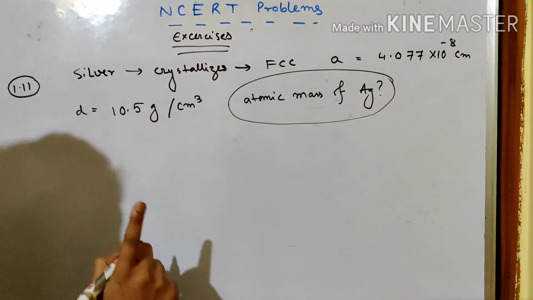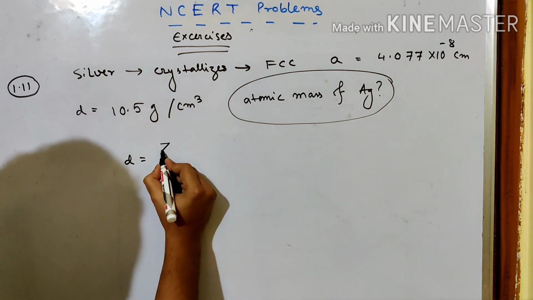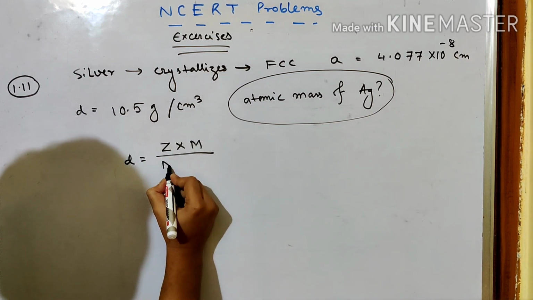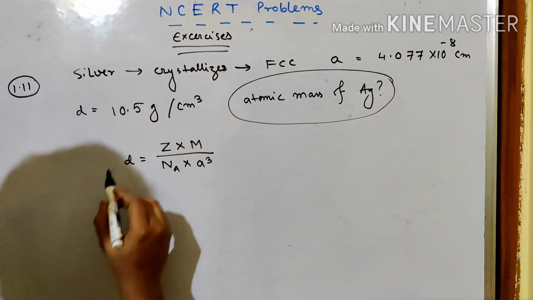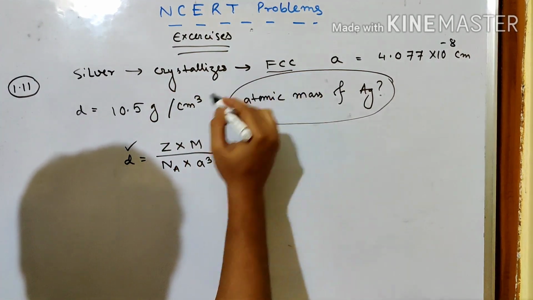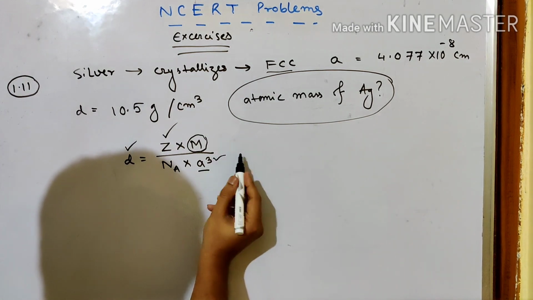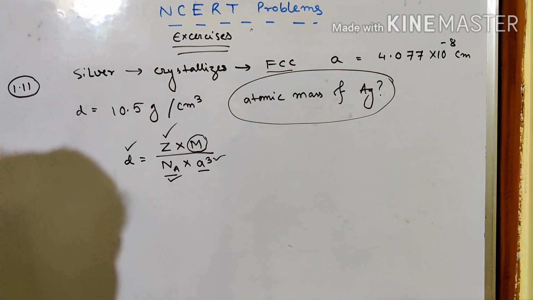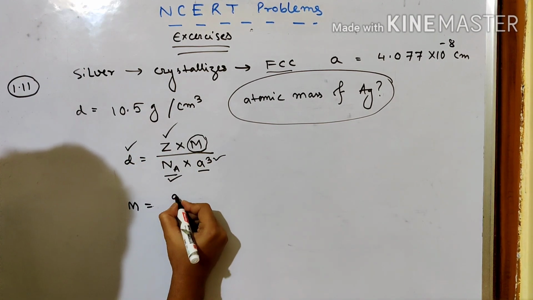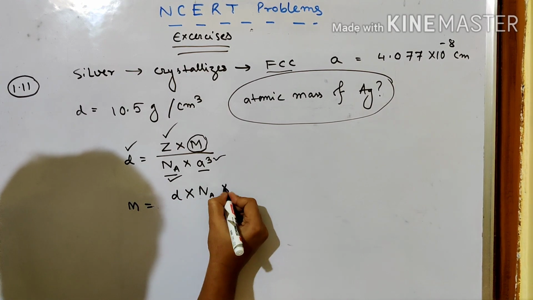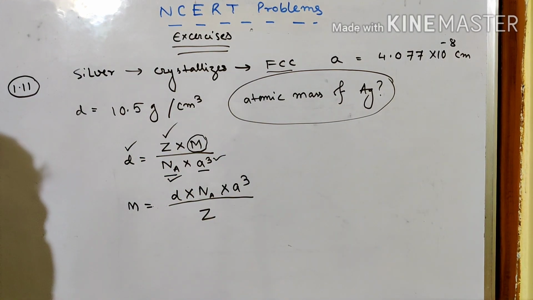So I think we have all realized that this problem will be solved by the known formula, which is D is equal to Z into M divided by NA into A cube. Now, what are the values which are already known? D is known. Z, because it is FCC, is also known. M is what we have to find out. A is given, NA we already know. So from here, we can write that M is equal to D into NA into A cube divided by Z. Now let us put the values.